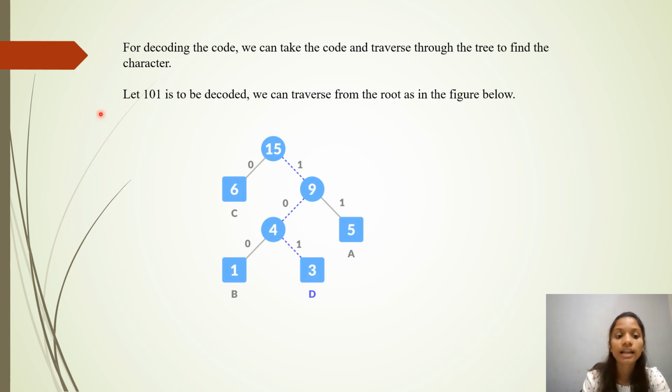What they asked, let 101 be decoded. So we have to check where this 101 is present. So here 101. So the value is D. In the same way, they may ask a long string. They may ask 101, 11, 000 in such a way. Then we have to see how many digits are used and how the tree is. This is the way we decode the Huffman code.